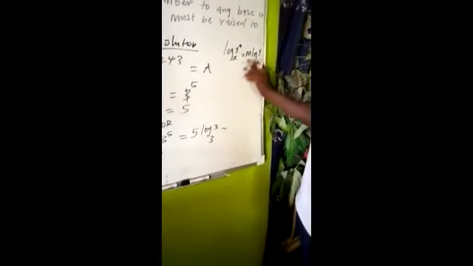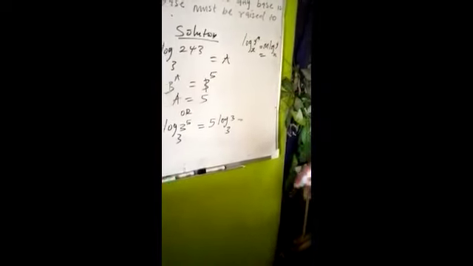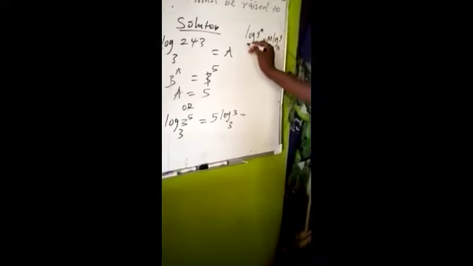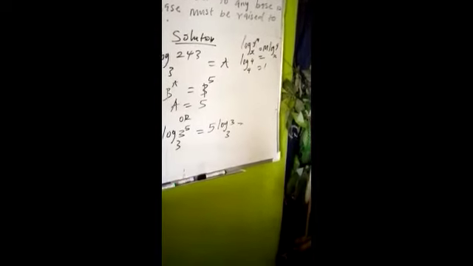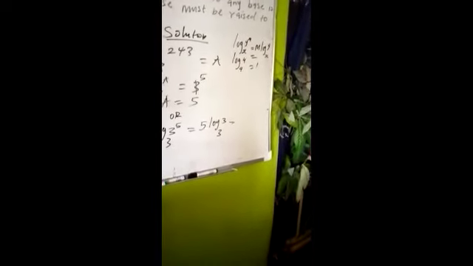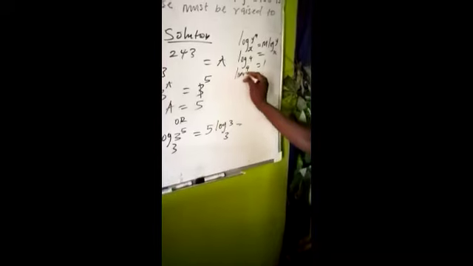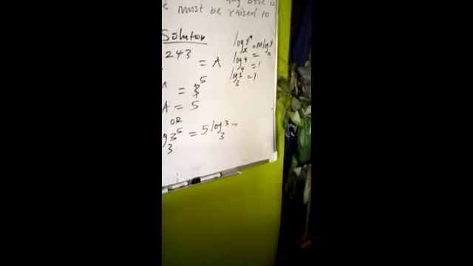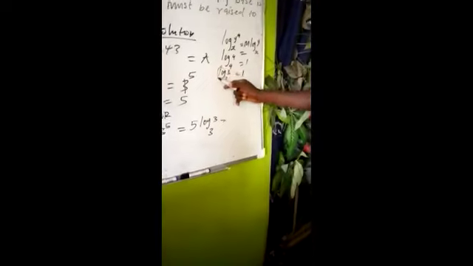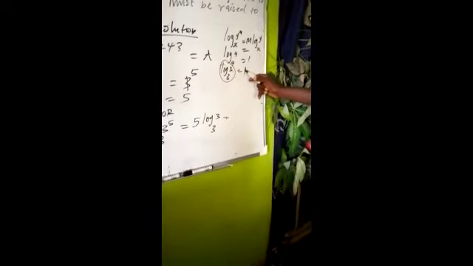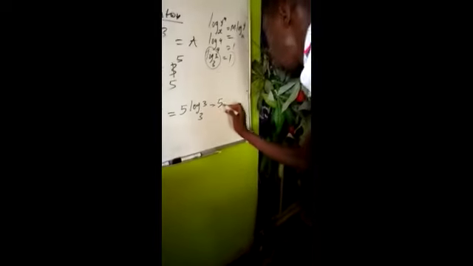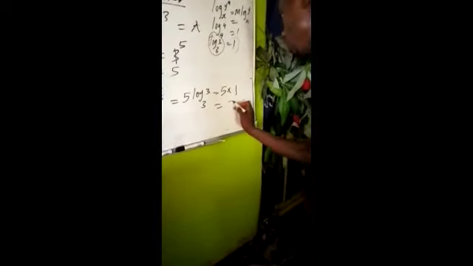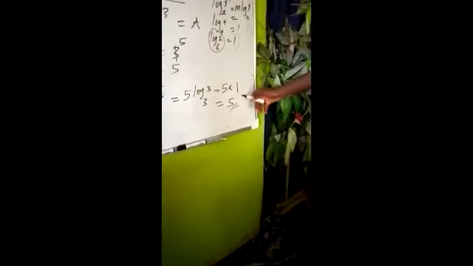Remember, everything we are doing here, we are using laws to tackle our questions. We can remove it because the law says that when you have log base A of A, it is 1. In the same way, log base 3 of 3 is also 1. So can we say that any place you see this log base 3 of 3, we put 1? Yes. We have 5 times 1 equals 5. So that is how to do it.